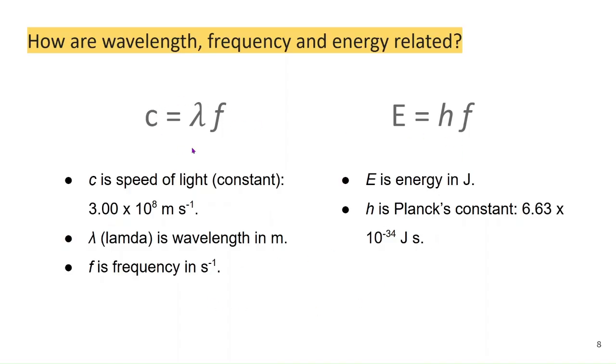So we can use these to help us calculate any of these variables, right? Because c is a constant, it won't ever change. h is a constant, it won't ever change, right? But if we then know the frequency of our light, we can use some algebra and solve for the wavelength, right? Or vice versa. Or if we know the frequency here, we can calculate the energy. If we know the energy, we can calculate frequency, right?